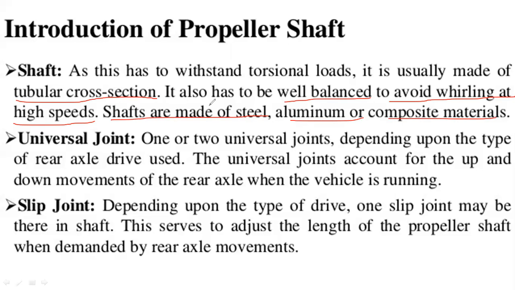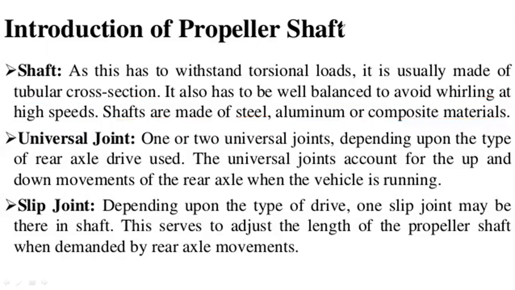Why? Because with these types of materials, we maintain the different properties required on the propeller shaft: rust resistance, wear and tear resistance, and efficiency under the different types of loads acting on the propeller shaft. That's why these different materials are used in the making of propeller shafts.